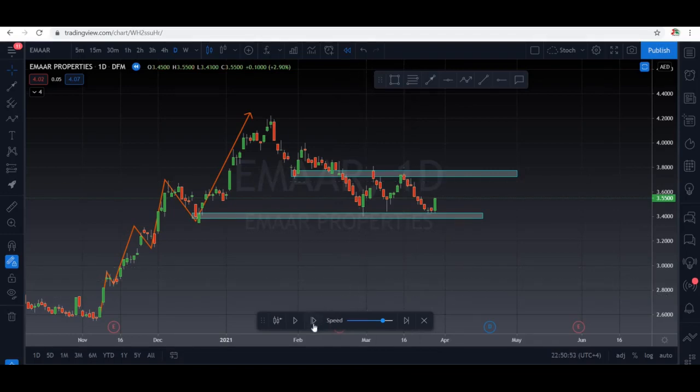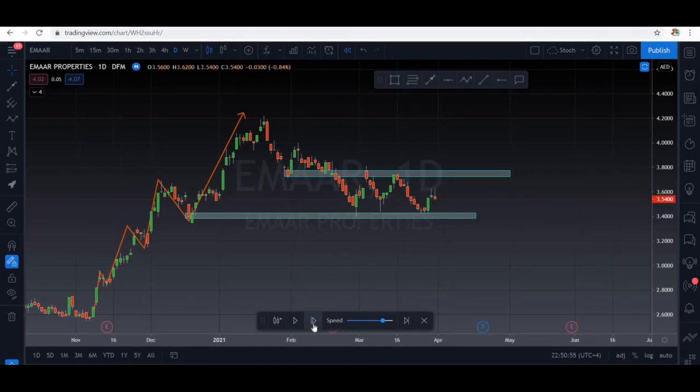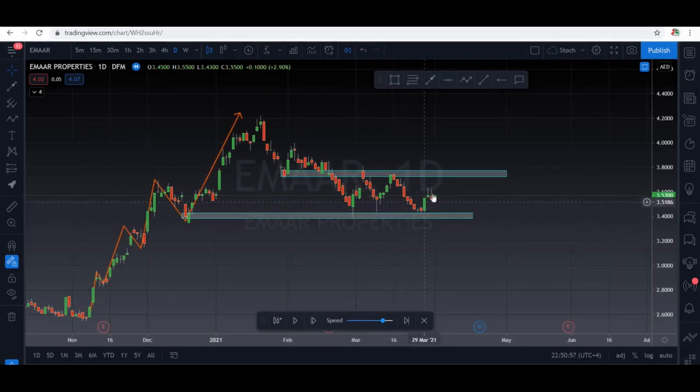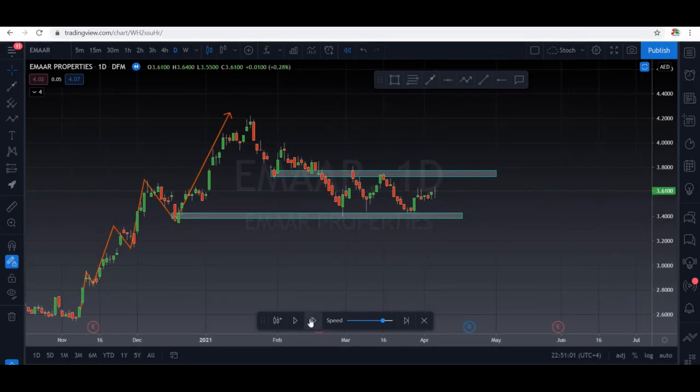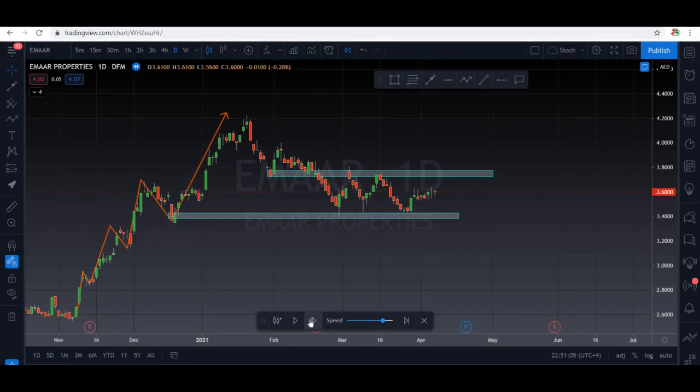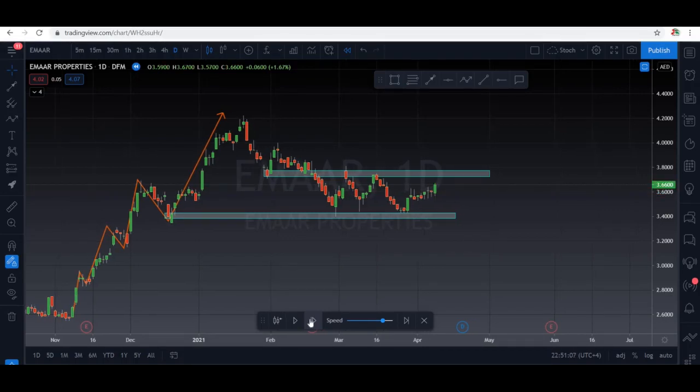So let me play. A series of doji candles, and now we can see consolidation here. Same thing, no breakout or no close above the previous resistance. Okay, we can see the first sign that buyers are activated. We had a bullish momentum, consolidation and now a break to the upside.